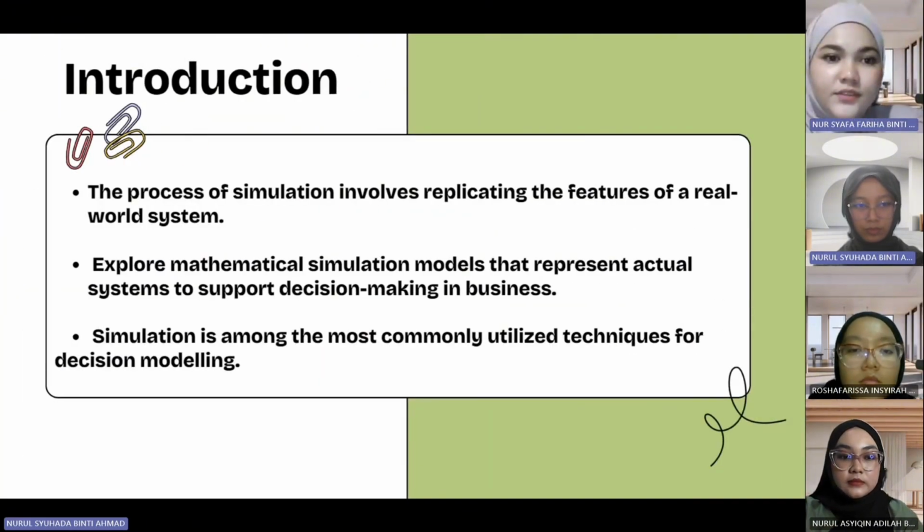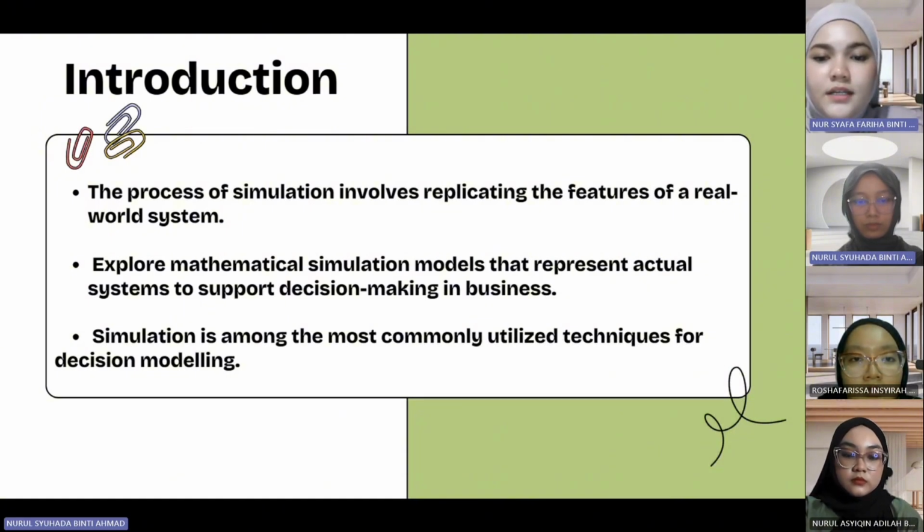So for introduction, this process of simulation involves replicating the feature of real-world system. This is also explore the mathematical simulation model that represent actual system to support decision making in business. Simulation is among the most commonly utilized technique for decision modeling.